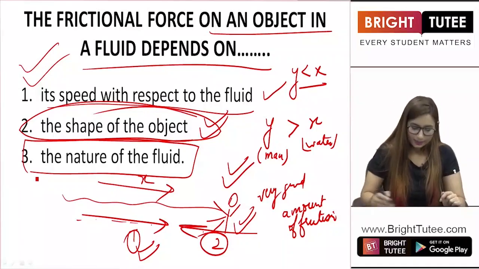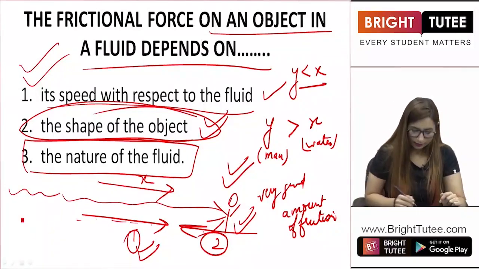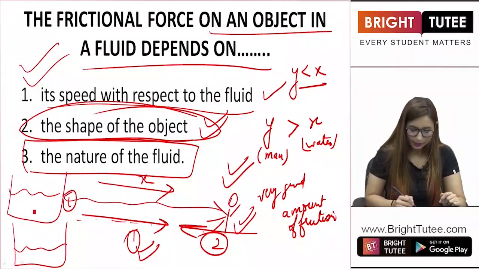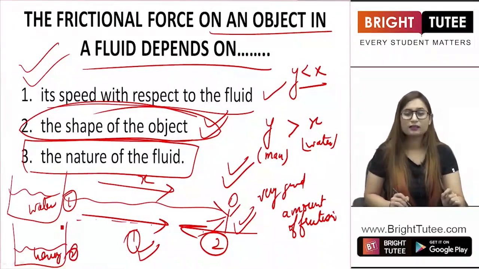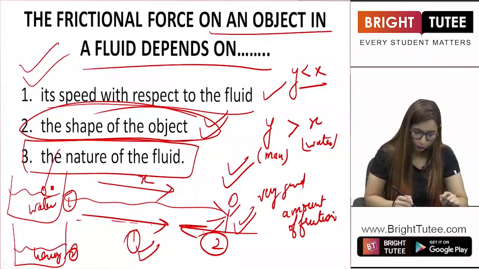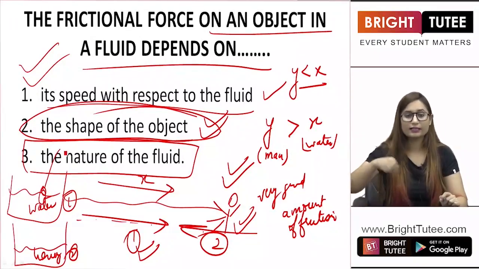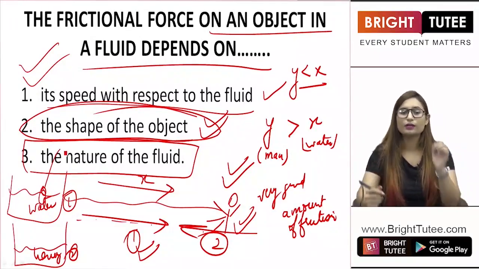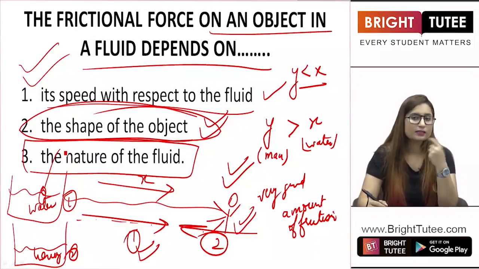I'll give you a typical example. There is some water in a beaker and there is some honey. The first beaker has water and the second beaker has honey, right? Now you try to move a spoon through water. You are stirring the water with the help of a spoon. Now what do you see? The water will be stirred easily.